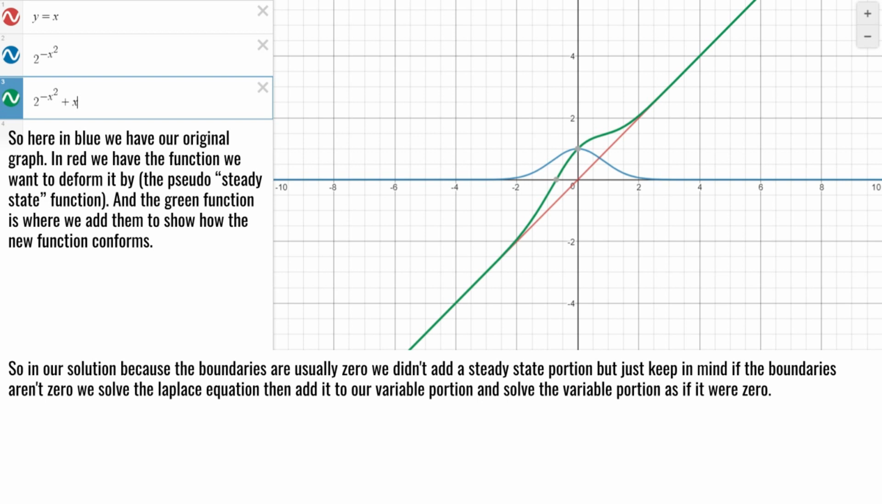So all you have to do when the boundary conditions aren't 0 is simply add the steady state portion, and then treat the ensuing heat equation as if the boundary conditions are 0, because when you solve for the variable portion and you have that steady state portion, your graph is going to conform to whatever the steady state is, whatever you add.